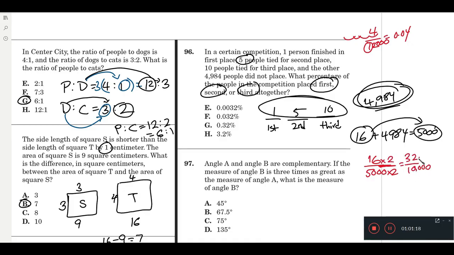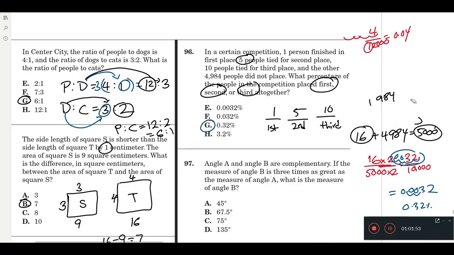The decimal in 32 is at the end, because every number has a decimal at the end. So we move it 4 times to the left, filling the empty places with 0. So it's 0.0032. But they want it in terms of percent. This is not a percent yet, guys. I just did the fraction to decimal. You times it by 100 to make it a percent. So it's 0.32%.